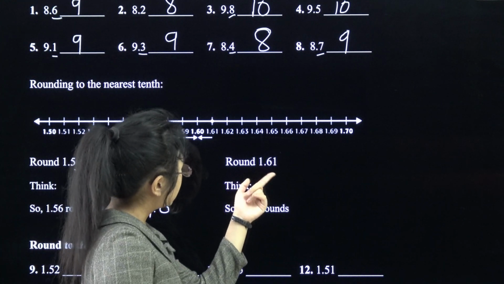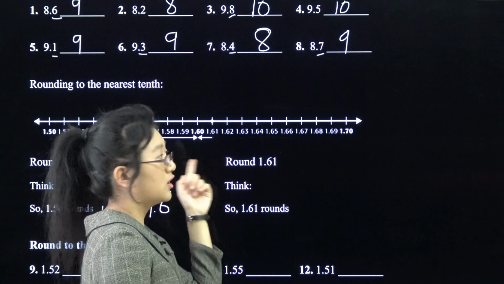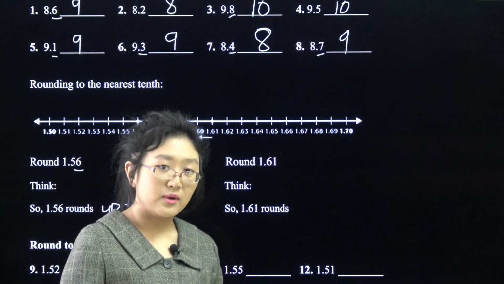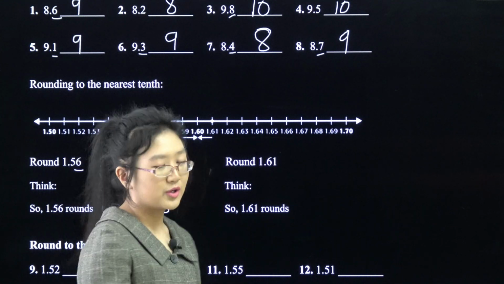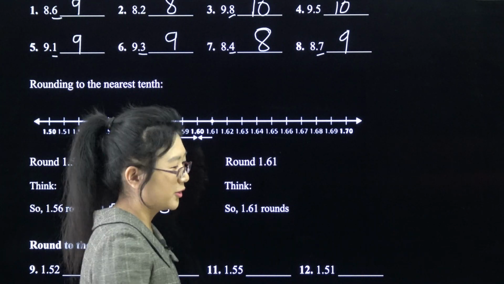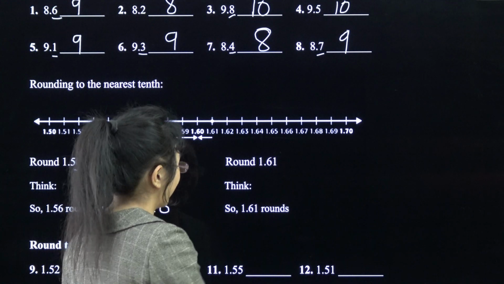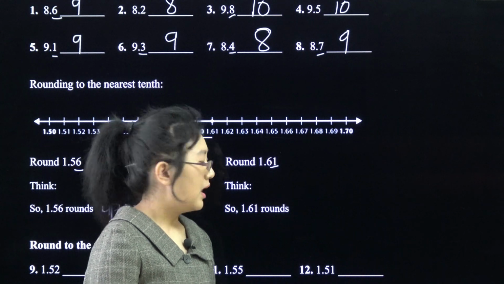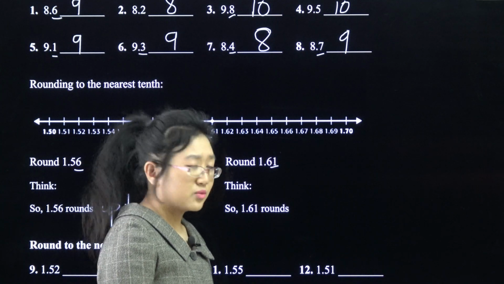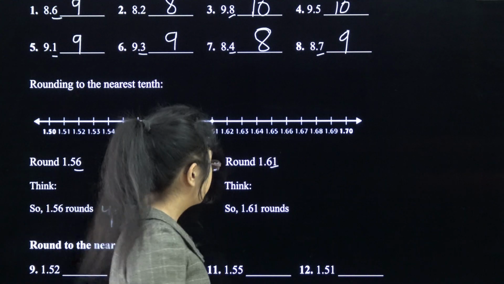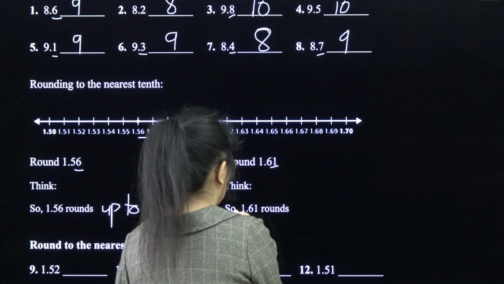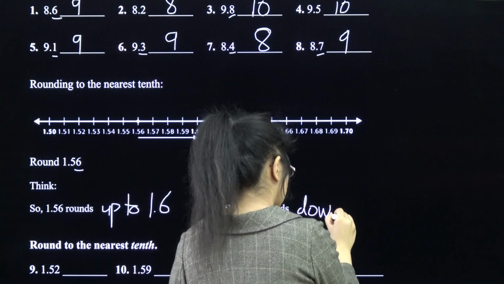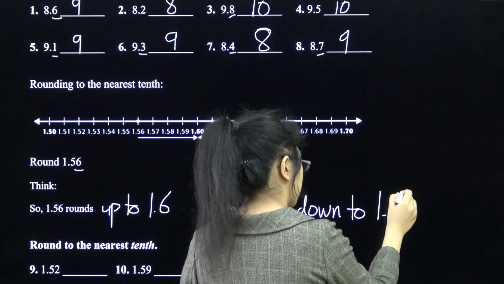And now we round 1.61. We can tell on a number line that it's closer to 1.6 than it is to 1.7. But we can also do it without a number line, because number lines are actually pretty difficult to draw if you don't have a ruler, and chances are you might not have a ruler on a test. You look at the hundredths place, it's a 1. And is 1 smaller than 5? Yes. So we have to round down. Therefore, 1.61 rounds down to 1.6.